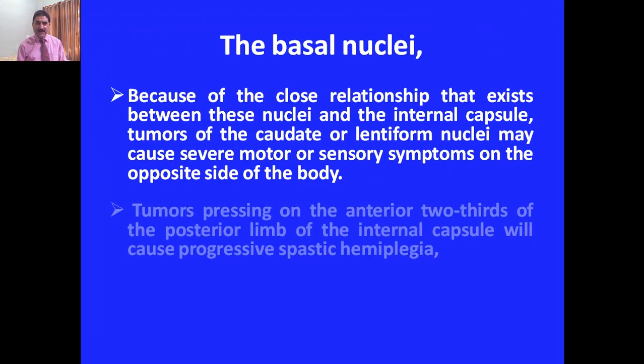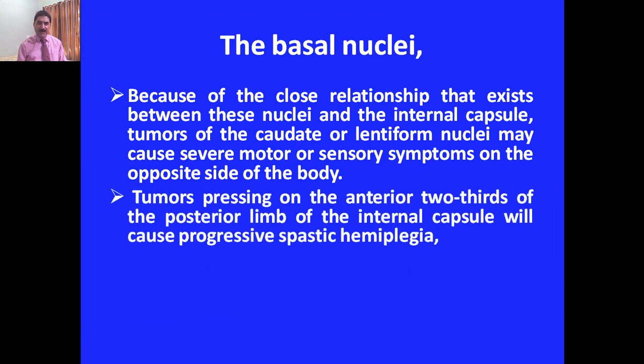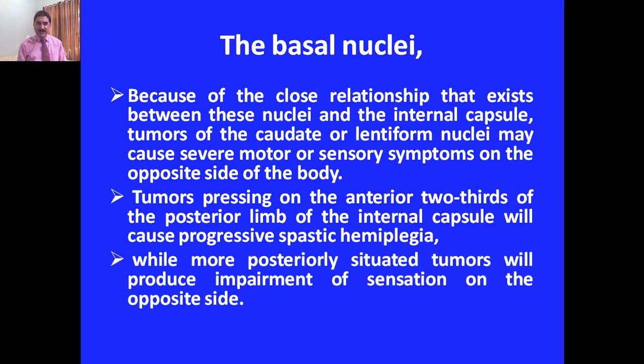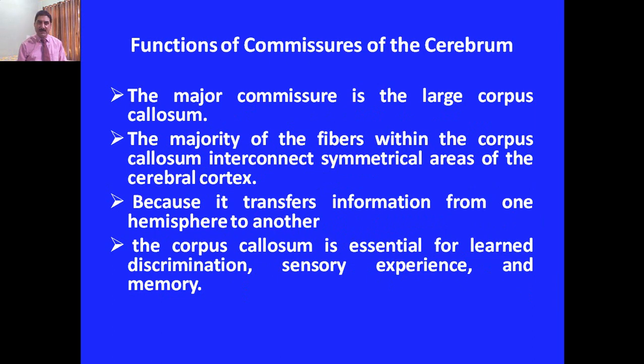The basal nuclei. Because of the close relationship that exists between these nuclei and internal capsule, tumors of the caudate or lentiform nuclei may cause severe motor or sensory symptoms on the opposite side of the body. Tumors pressing on the anterior two-thirds of the posterior limb of the internal capsule will cause progressive spastic hemiplegia, while more posteriorly situated tumors will produce impairment of sensation on the opposite side of the body.